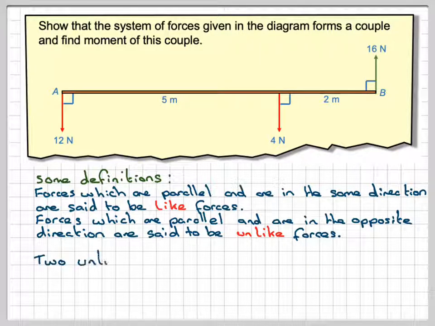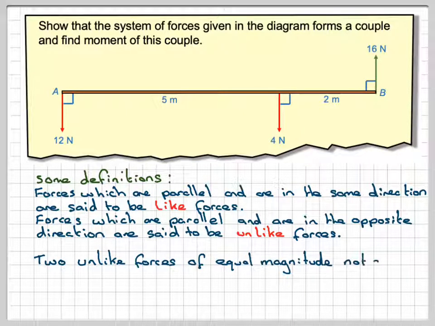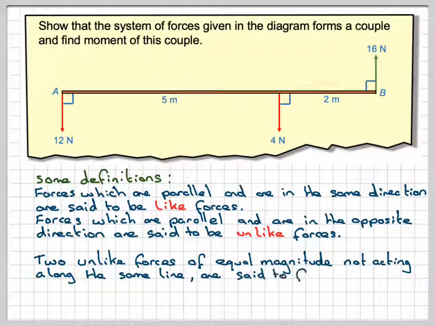And then we have two unlike forces of equal magnitude not acting along the same line are said to form a couple.